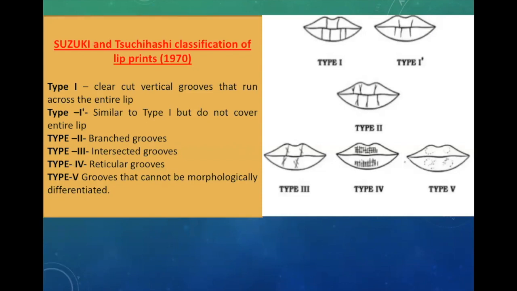There is one important classification by Suzuki and Tsuchihashi of lip prints. It can be type 1, type 1 dash, type 2, type 3, type 4, and type 5. In the picture also you can see all the types. Type 1 is clear-cut vertical grooves that run across the entire lip. Type 1 dash is similar to type 1, but does not cover the entire lip. Type 2 is branched grooves. Type 3 is intersected grooves. Type 4, reticular grooves. Type 5, grooves that cannot be morphologically differentiated.